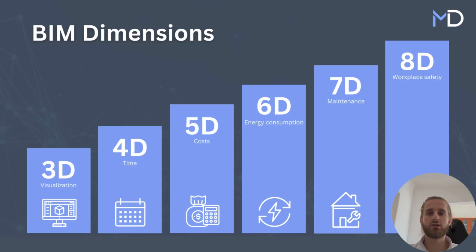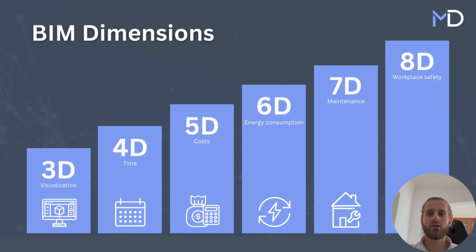Further dimensions such as 6D, 7D and 8D are mainly related to certain simulation and further development of the model. For example, the 6D BIM allows us to see how much energy will be consumed during the year. Then we have the 7D model, which concerns maintenance. This aligns with the idea that the BIM model does not stop at design but extends to maintenance.